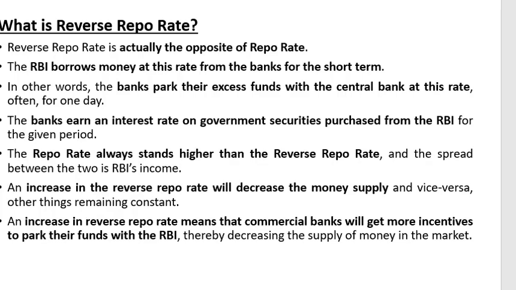The banks earn an interest rate on government securities purchased from the RBI for the given period. The repo rate always stands higher than the reverse repo rate, and the spread between the two is RBI's income. An increase in the reverse repo rate will decrease the money supply and vice versa, other things remaining constant. An increase in reverse repo rate means that commercial banks will get more incentives to park their funds with the RBI, thereby decreasing the supply of money in the market.